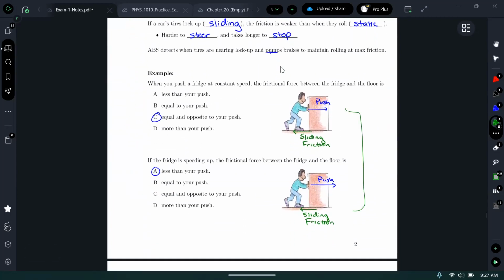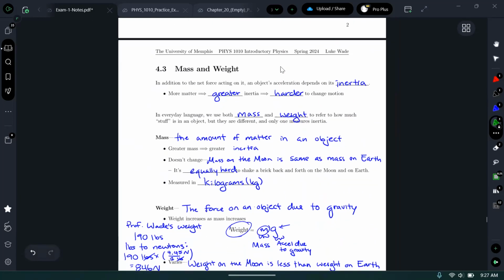Questions like these are still equilibrium or Newton's second law, depending on if a force is winning or if they're in balance with each other. So those are good questions to review.